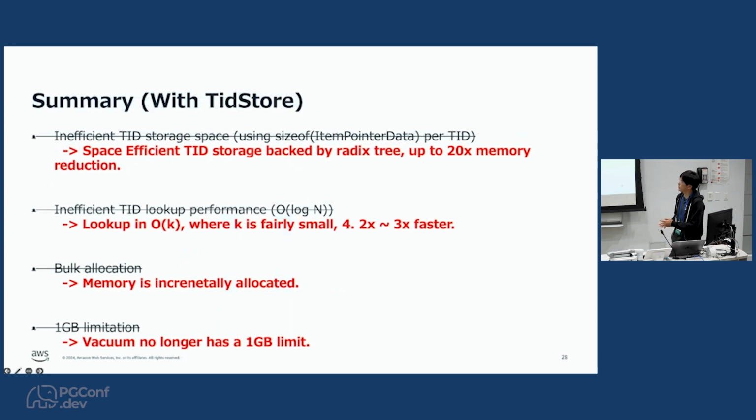So the summary. We can see there are some inefficiencies and limitations in the previous simple item ID array. But with TidStore, we now have space-efficient TID storage, thanks to the Radix tree, which contributes to up to 20 times memory reduction. And the performance is also good. We can do the lookup in O(k) complexity, where k is a fairly small index in this case because it is 4. And the performance results showed 2 times or 3 times faster than Postgres 16.